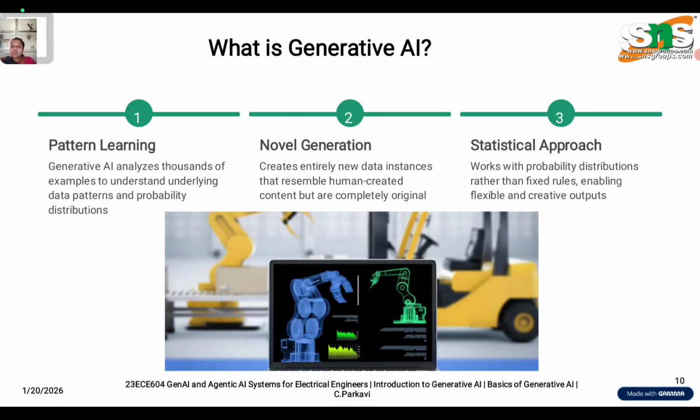So what does generative AI come down to? It is pattern learning. Pattern learning means the predefined data is studied thoroughly to analyze and give the solution. Generative AI analyzes thousands of examples to understand the underlying data patterns and probability distributions. Novel generation creates an entirely new data instance that resembles human-created content but is not completely original. The statistical approach works with probability distributions rather than fixed rules, enabling flexible and creative outputs.